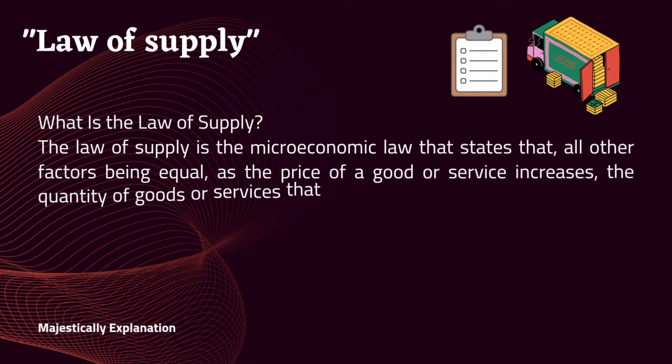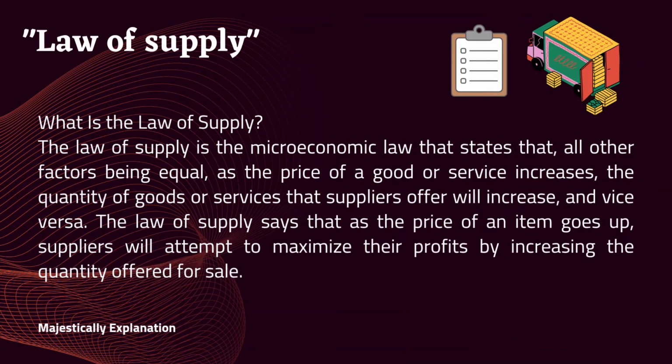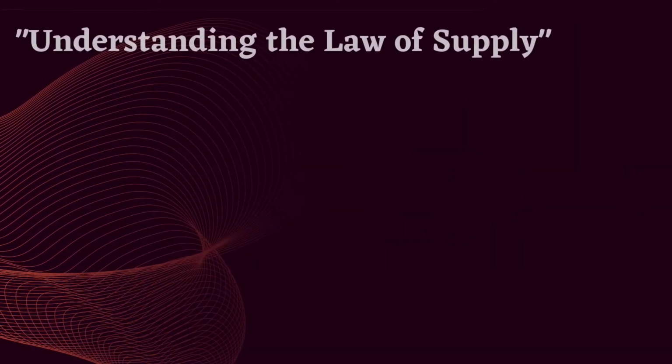Now coming to the law of supply, what do you mean by law of supply? The law of supply is the microeconomic law that states that all other factors being equal, as the price of a good or service increases, the quantity of goods or services that suppliers offer will increase, and vice versa. The law of supply says that as the price of an item goes up, suppliers will attempt to maximize their profit by increasing the quantity offered for sale. You can relate to this.